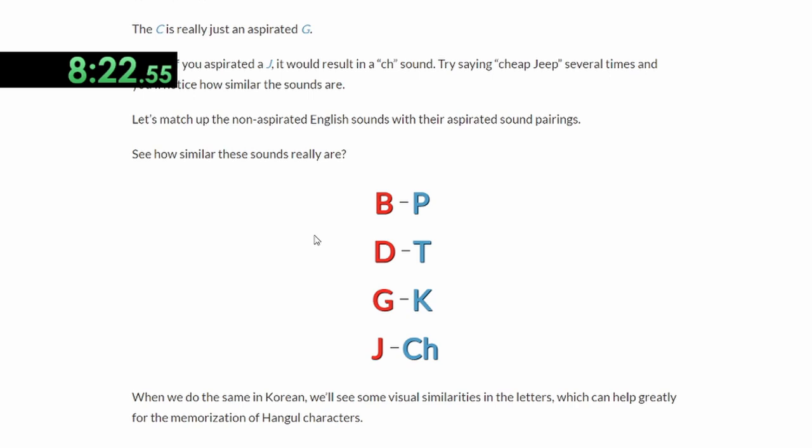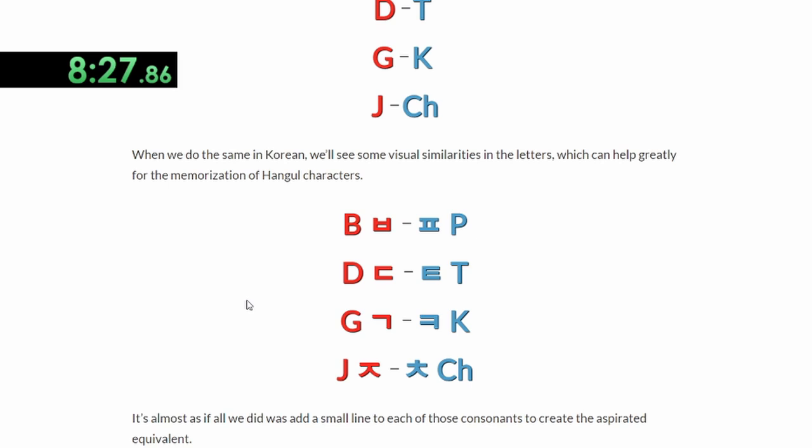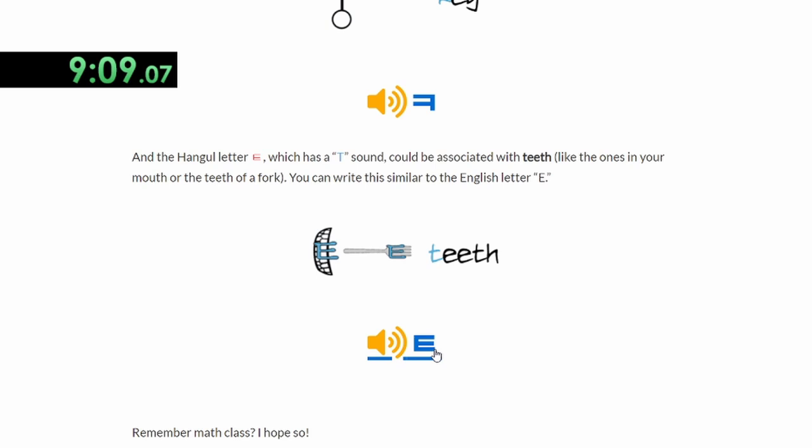Okay. If we do the same in Korean, we'll see some visual similarities in the letters, which can greatly help for the memorization of Hangul characters. We've got bed, door, gun, fire symbol. I don't remember that one, but that'll be J, because it's right next to it. Fire symbol is ch. The k sound could be compared to a key. The t sound is related to an e. It has e on a fork. Why is it... Okay, never mind.